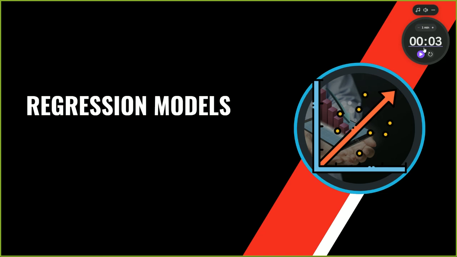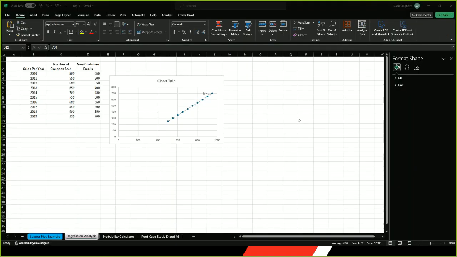I want to show you an example of how to do a regression model in Excel. So when we open our tab and we look at a regression analysis, right, I have an example here. And in this example, I have the sales per year, right? I have the number of coupons sold, and I have the new customer emails.